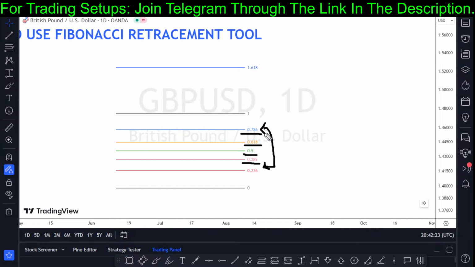And then I will show you how you can use these levels to make entries, and how you can use them to set stop loss, because the Fibonacci retracement tool can be used in different ways. One, you can use it to look for potential trade entry zones, and you can as well use it to set stop losses in the market.